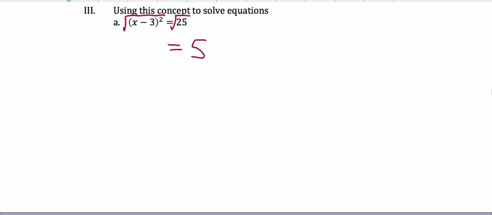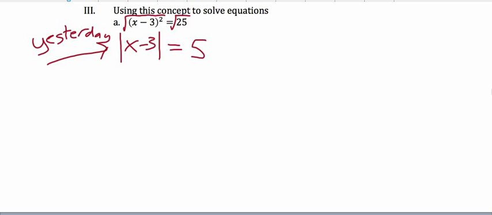The square root of (x minus 3) squared is not just x minus 3, because remember, we don't know if that quantity is positive or negative, but we need to assure that it's positive, so we put an absolute value around it. Now, to solve this equation, this is just what we did yesterday, or the lesson before, if you will. We already know how to solve this.